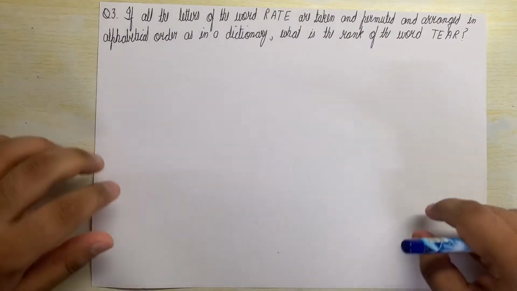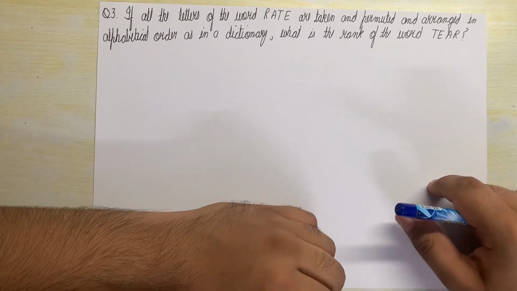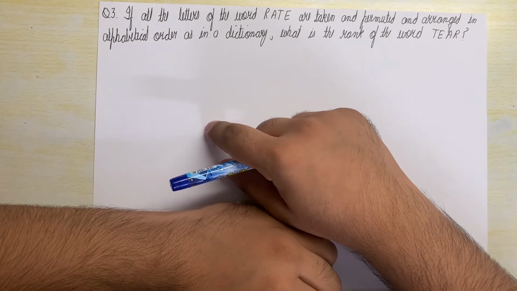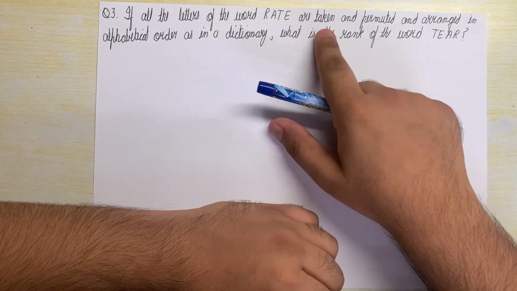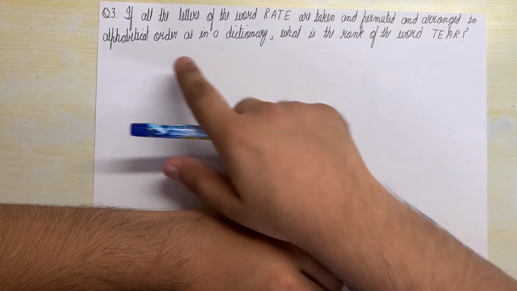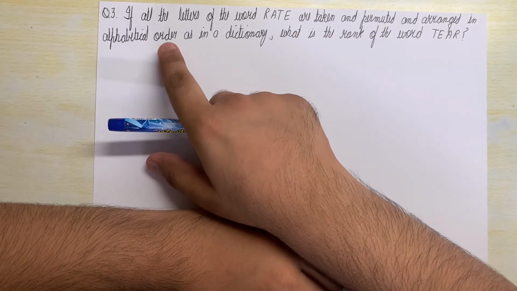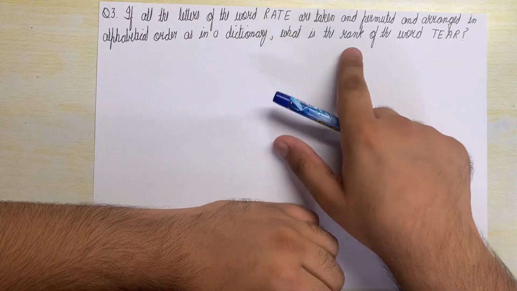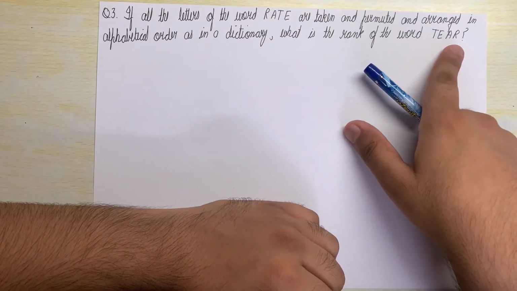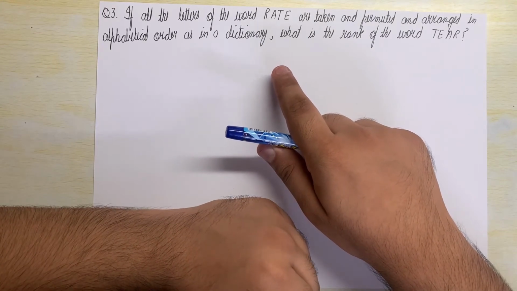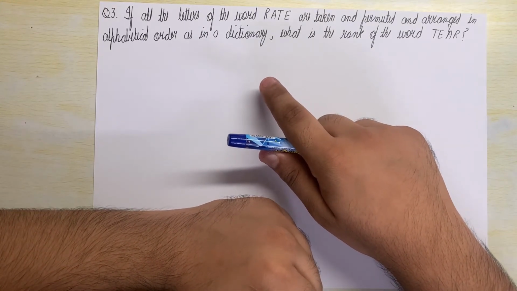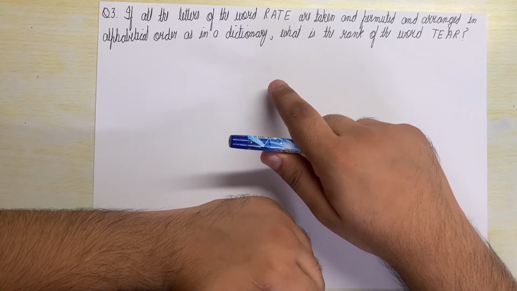Okay guys, so now let us look at the third question for today. The question says, if all the letters of the word RATE are taken and permuted and arranged in alphabetical order as we would do in a dictionary, what is the rank of the word TEAR? This is a very important and common question of permutation and combination asked in CAT. So please try to do this question yourself first, and then we will look at the solution.